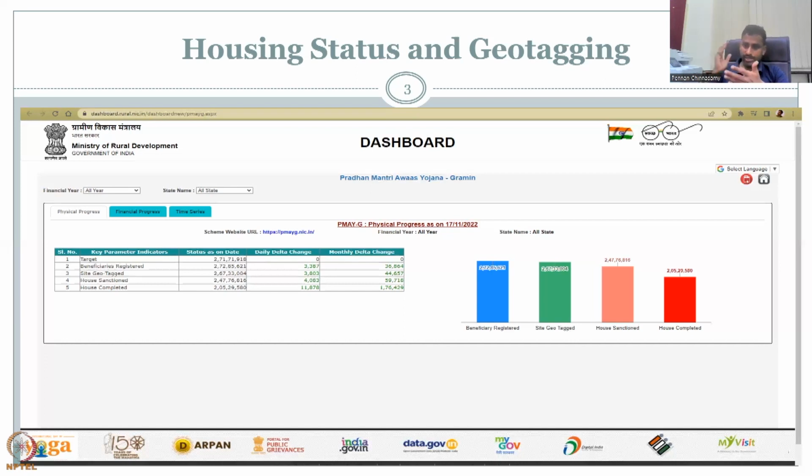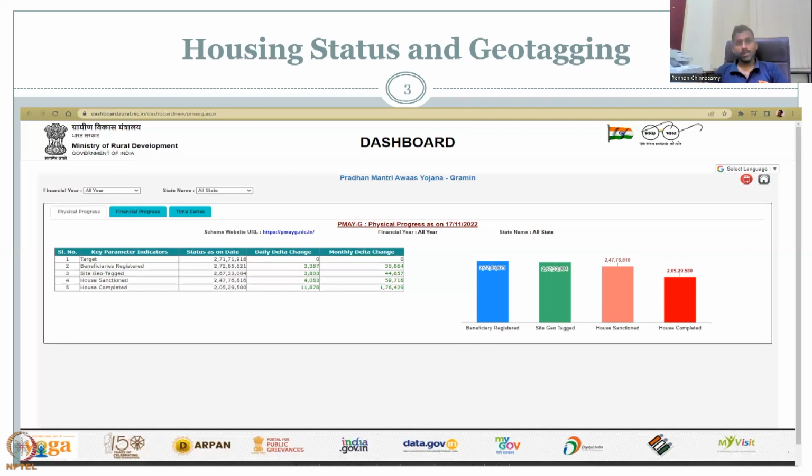Once it's approved, it gets geotagged and goes into the system. The next is housing sanction. How many houses have been sanctioned and houses completed? Because the budget is not released as a lump sum. They'll give 50% first, and then you have to build. And once you show some progress and the geotag is done, the next 20-30%, and then the last 20%.